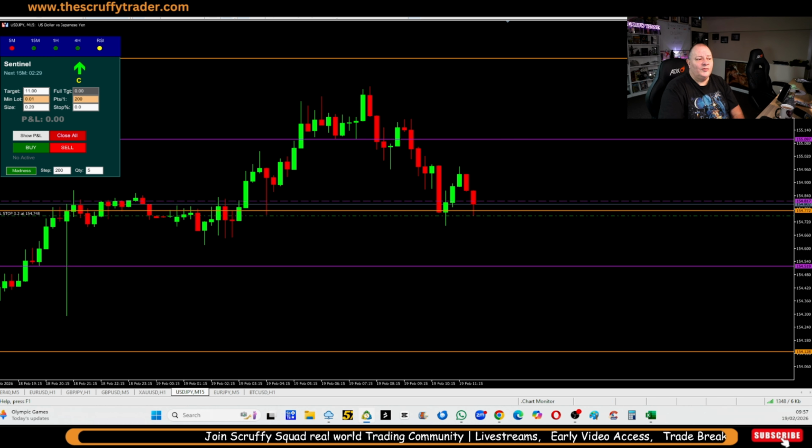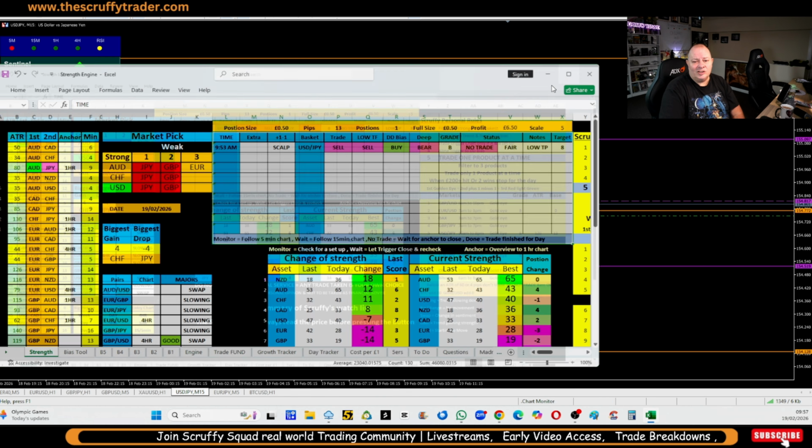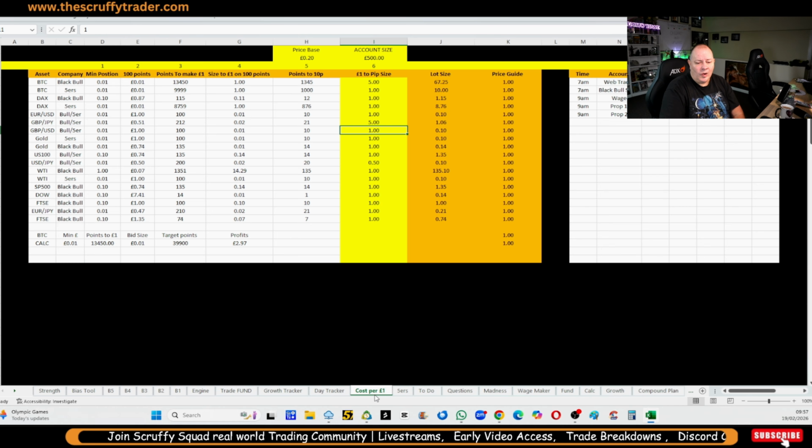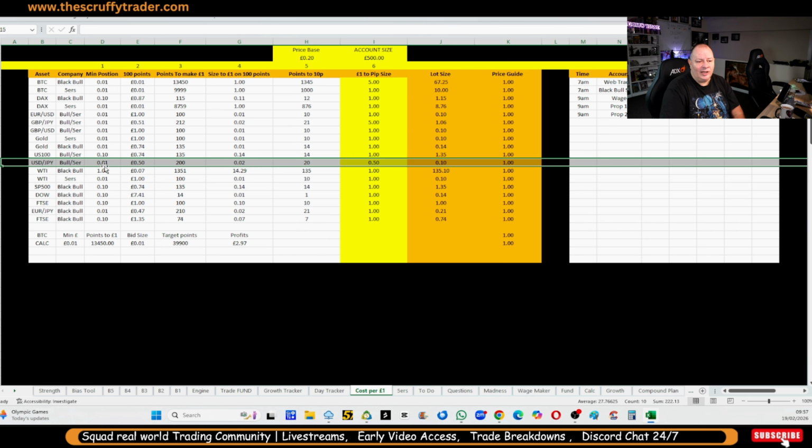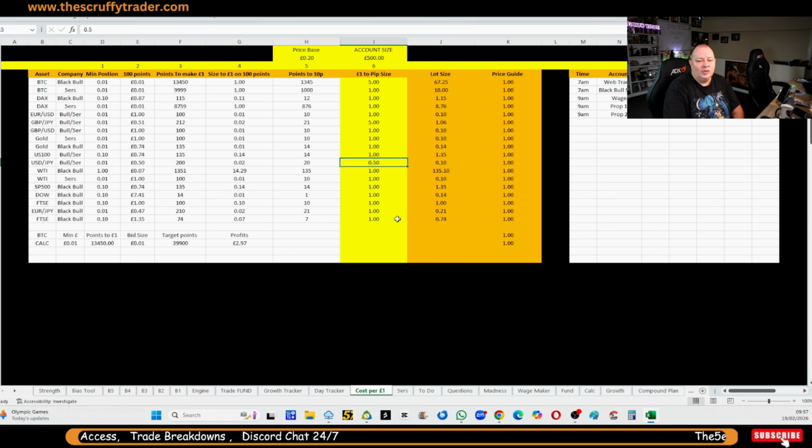Now, just for those who don't sort of understand lots, lots are a nightmare. I break it down into a cost basis of money. So I know if I'm at the minimum size, 0.01, and I do 100 points, that's 50p. So in order to make a pound, that's 200 points. Now from here, you can start working things out. So if I want to put in pound per point, that's 0.2. All right. It's just the way these things work.